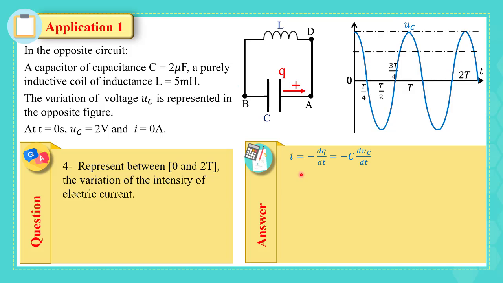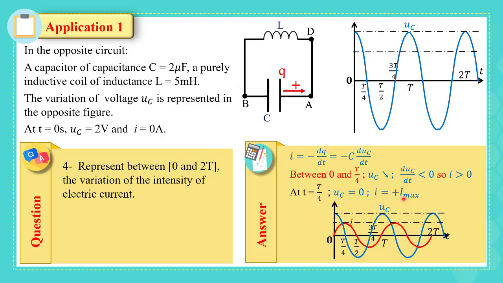Part 4, represent between 0 and 2 periods the variation of the intensity of the electric current. Since I equal minus dq over dt equal minus C dUC over dt, between t equals 0 and quarter period, UC decreases, so dUC over dt is negative, so I is positive. At t equal quarter period exactly, UC equals 0, so I equal plus I maximum. And the figure of I is obtained as follows.